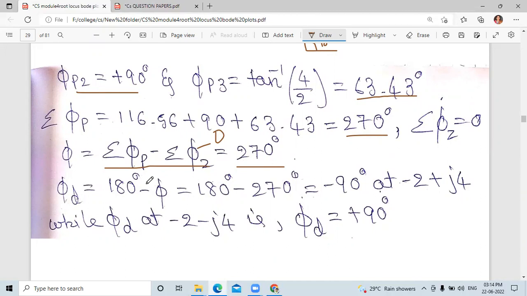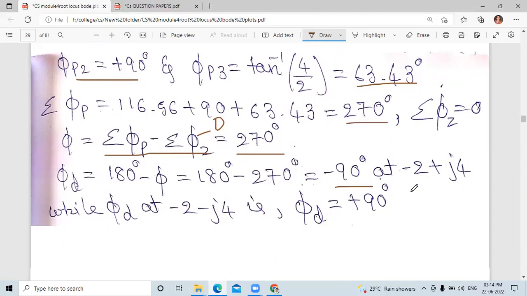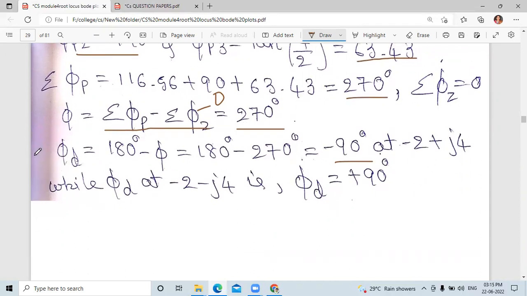φd equals 180 degree minus φ, that is equal to 180 degree minus 270. You'll get the value of minus 90 degree. Till now, we have done the angle of departure value for minus 2 plus j4.